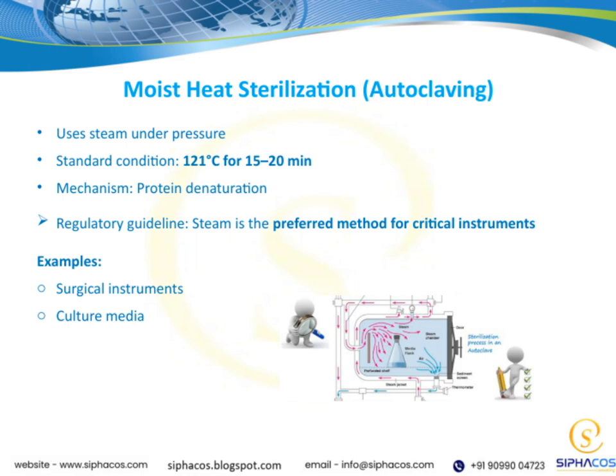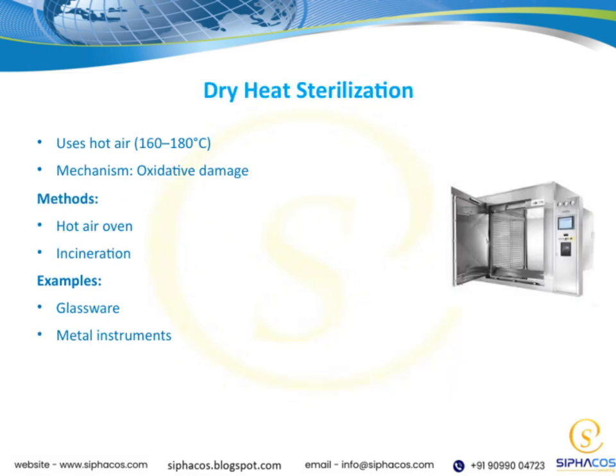Regulatory guidelines actually favor steam sterilization as the preferred method, especially for critical instruments that need to be completely sterile. For example, surgical instruments and culture media are commonly sterilized using autoclaving because it ensures thorough decontamination. So, in essence, autoclaving is a reliable, efficient way to ensure that essential medical tools and media are safe and sterile before use.